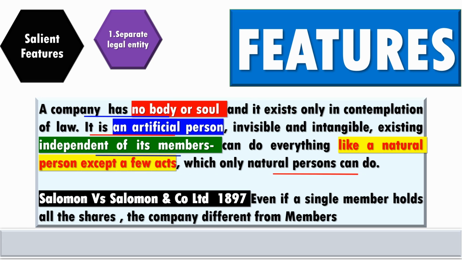There is a classic case, Salomon versus Salomon and Company Limited. Salomon converted his business into Salomon and Company, and the company had three components of liabilities: shares held by Salomon, debentures held by Salomon's family, and unsecured creditors. When the company went into liquidation, unsecured creditors wanted to be paid out first, stating Salomon and Company are one and the same. Court disagreed with them and it held company is different from its members.